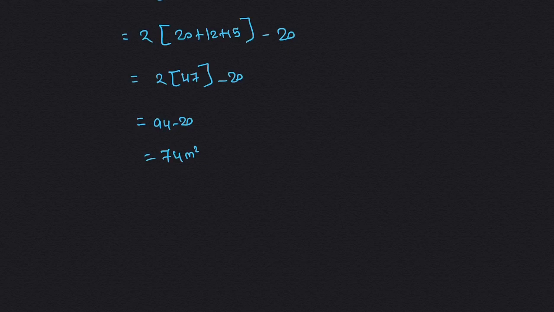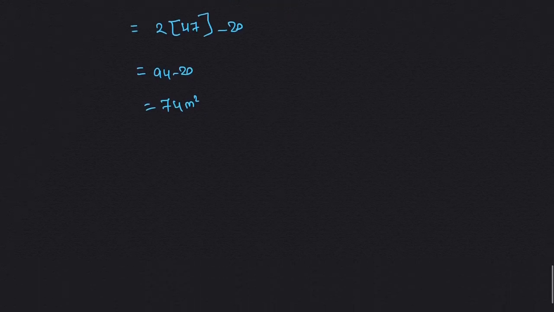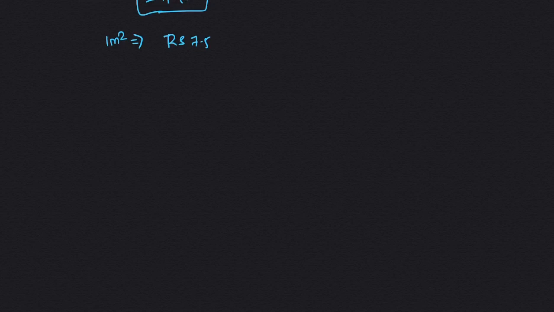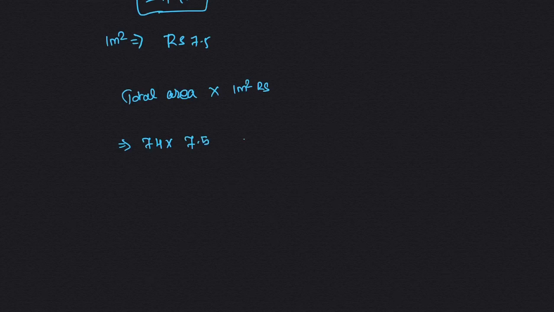The cost is also given. For 1 meter square, the cost is Rs 7.5. The total area is multiplied by the 1 meter square value. So 74 is multiplied by 7.5, then finally we get 555 rupees as the total value.